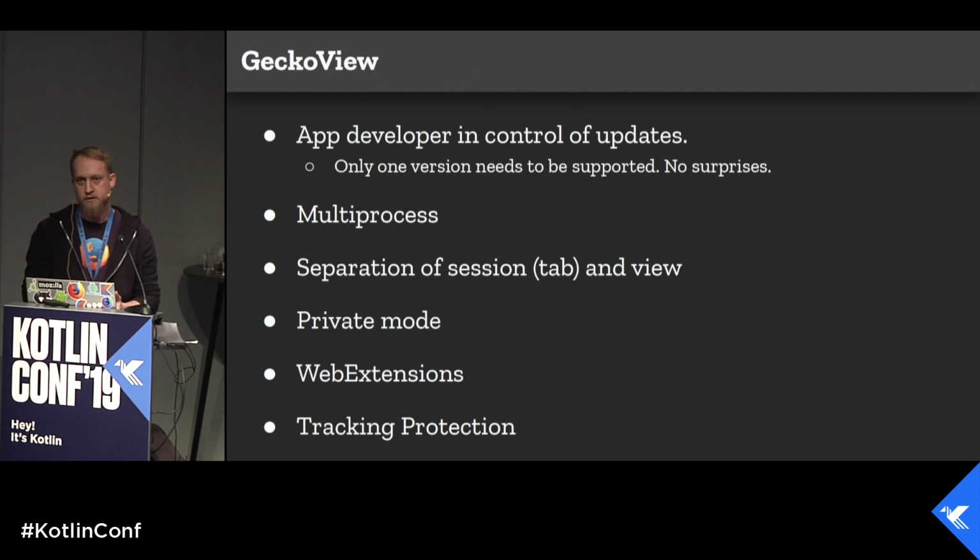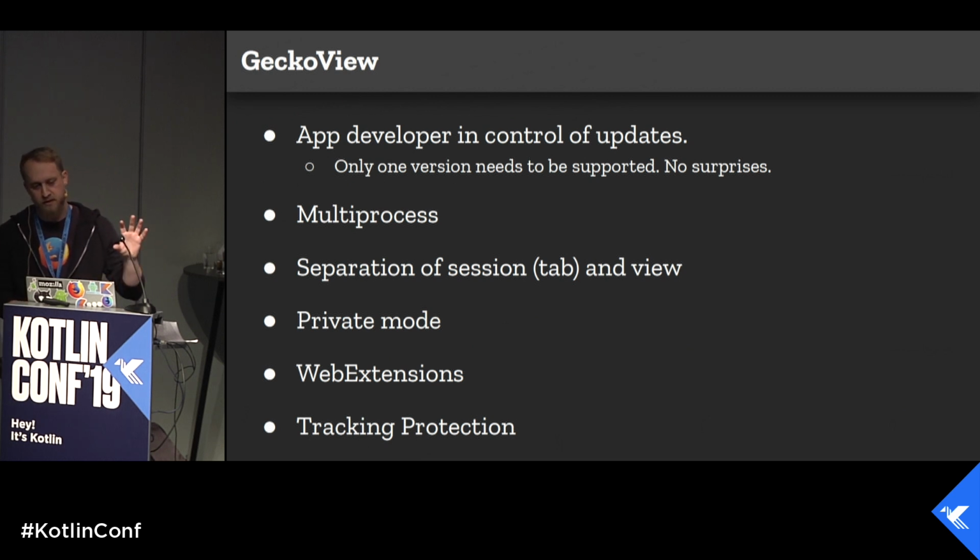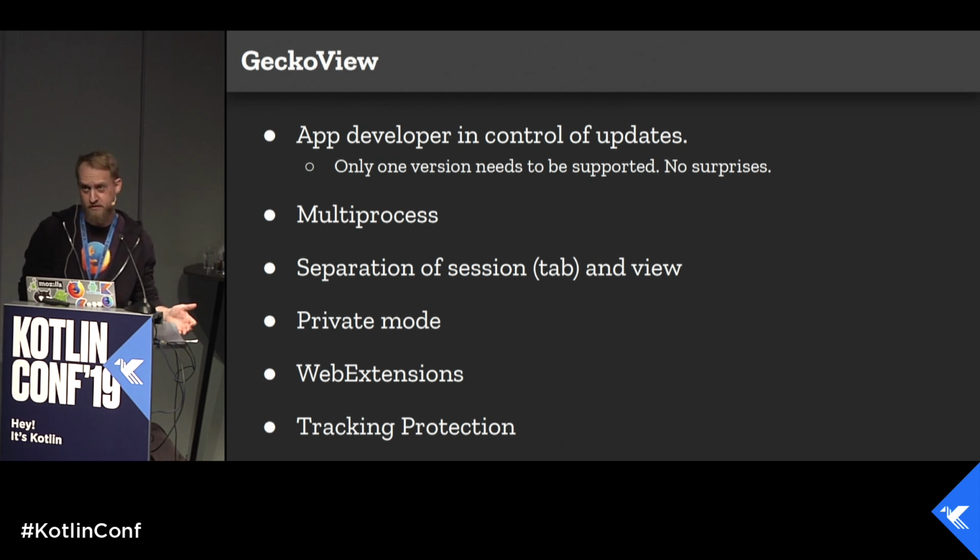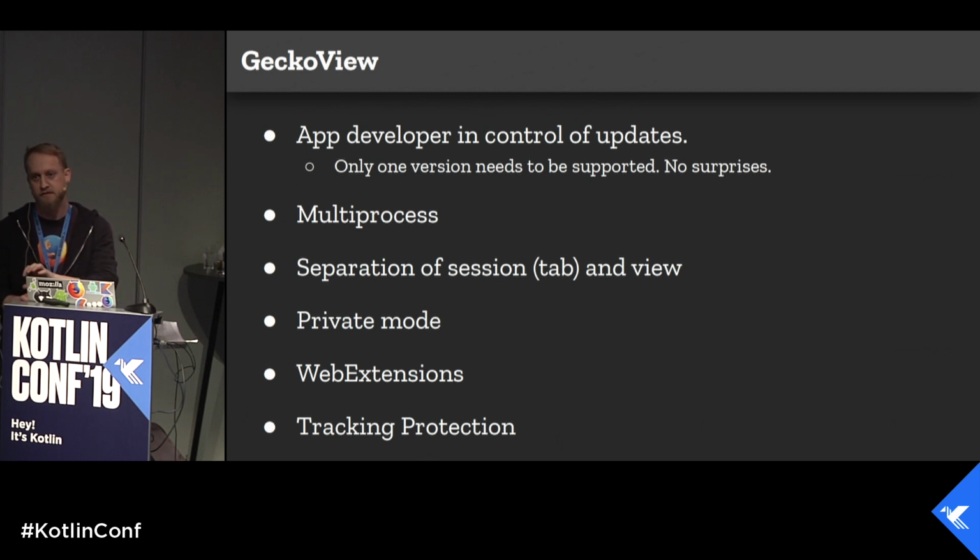GeckoView is also multi-process. Websites are isolated from your main app process, and if the engine crashes, you can recover from that and it doesn't need to crash your application. One super cool feature of GeckoView is that it separates between a session or a tab and the view, which means you can load websites completely off screen and later decide to maybe render this on a view. And when you want to switch tabs, like in a browser, you just render different sessions on the same view. It comes with a private mode where it doesn't save any of your browsing session to disk, something that WebView used to have too, but unfortunately it doesn't have it anymore.